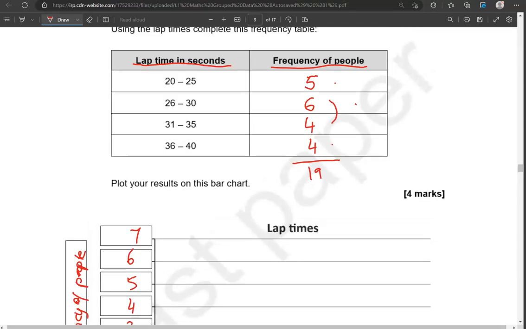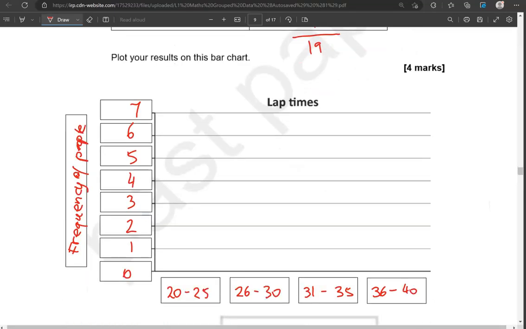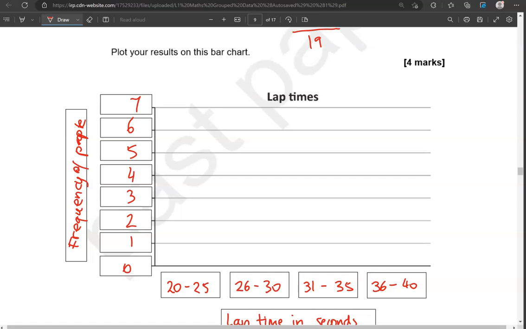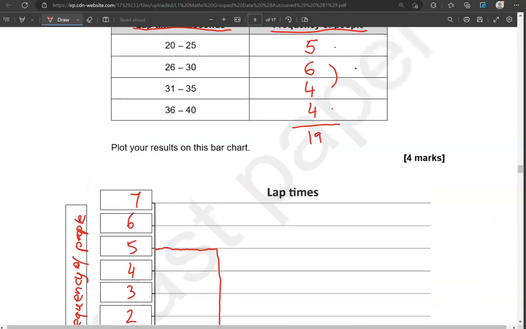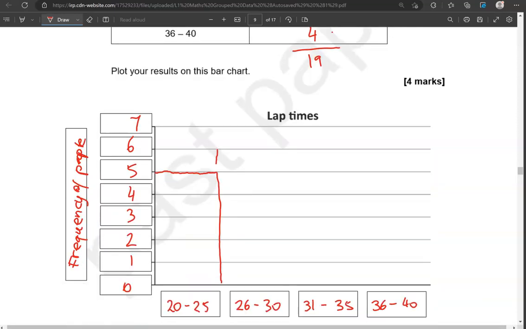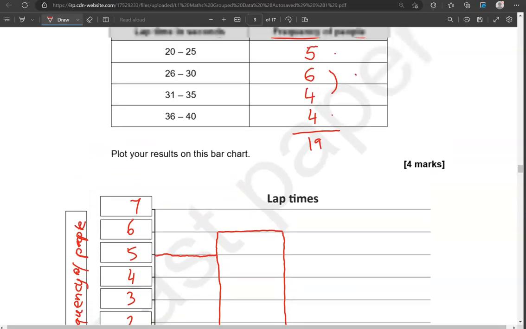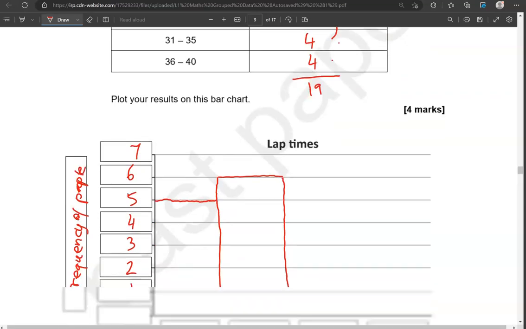Frequency for the first group is 5. So we're going to go up to 5. For the second group, that is 6. We should give these bars the same width, so when you use a ruler it's easy to measure and draw. Frequency for the third and the fourth groups is 4.